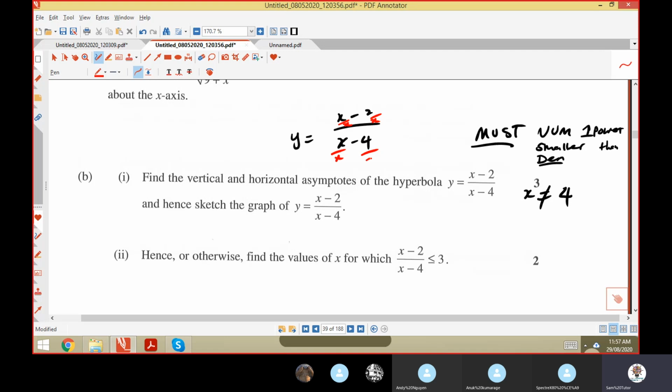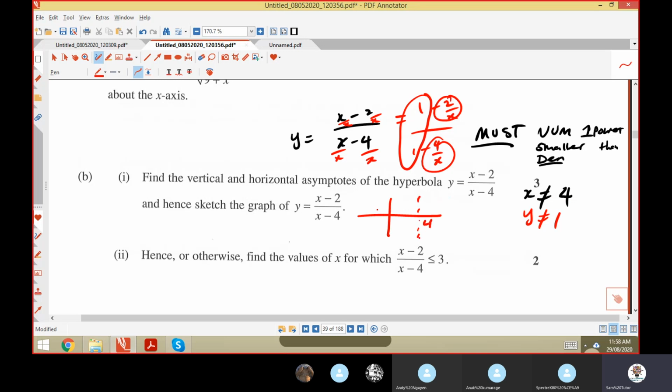Rings a bell to some of you? And then that becomes 1 minus 2 on x over 1 minus 4 on x. The idea is as x is approaching infinity, this becomes 0, this becomes 0. The answer is 1 on 1. So y cannot equal 1. Tricky. Hence, sketch the graph of this. If x can't equal 4 and y can't equal 1, there it is.